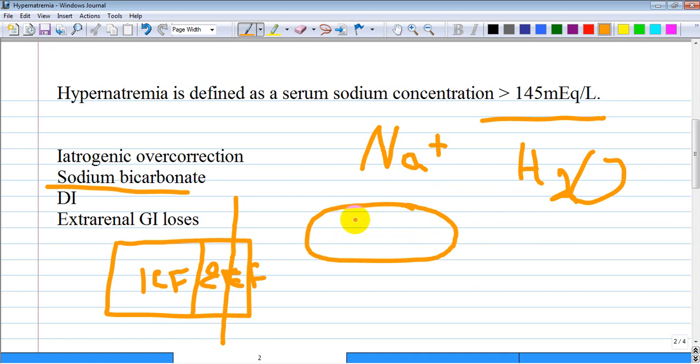For example, if this one is a cell, sodium is outside, and it moves water outside of the cell, and the cell shrinks.